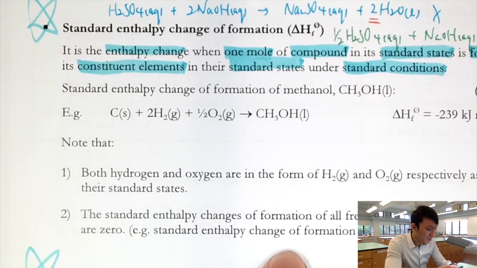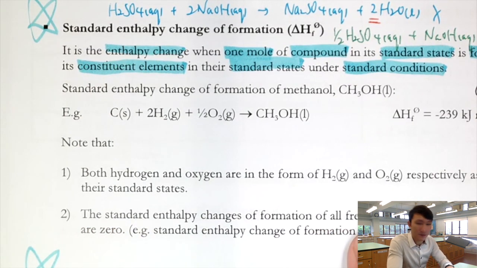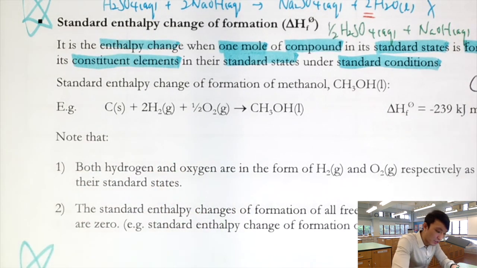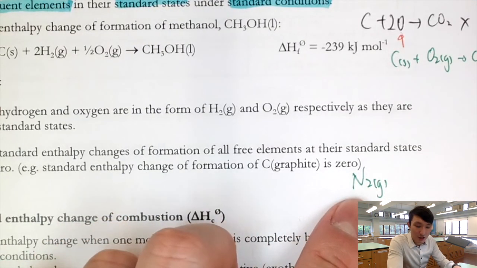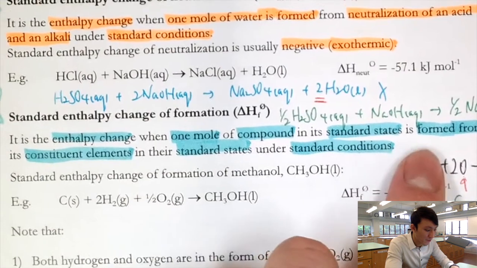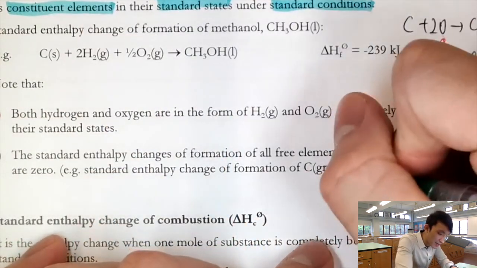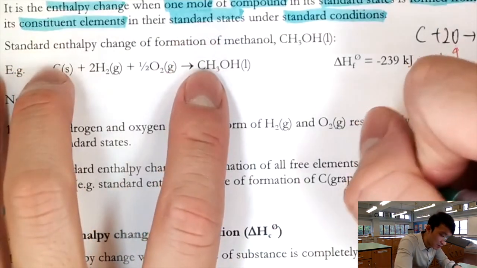All right. Now here, what about the formation of elements? What if we form an element? Let's just say I want to form nitrogen, N2 gas. According to the definition, it is formed from its constituent elements. So nitrogen is made by nitrogen, and nitrogen must be in standard state, so it must be N2.